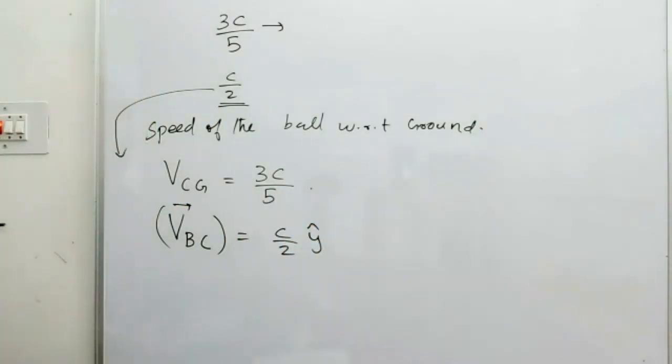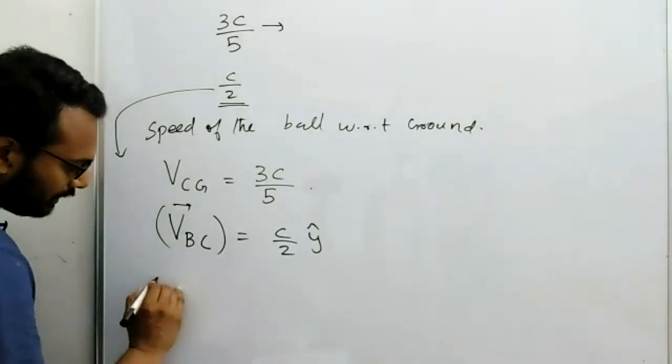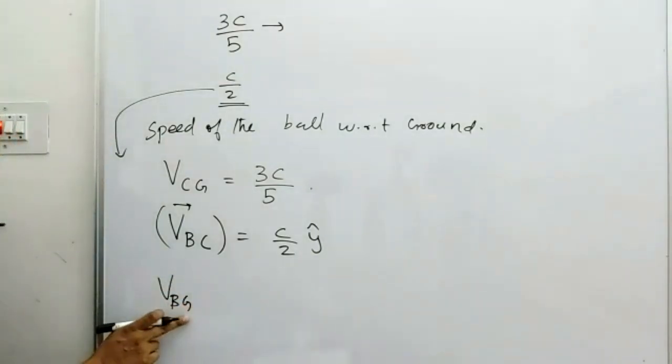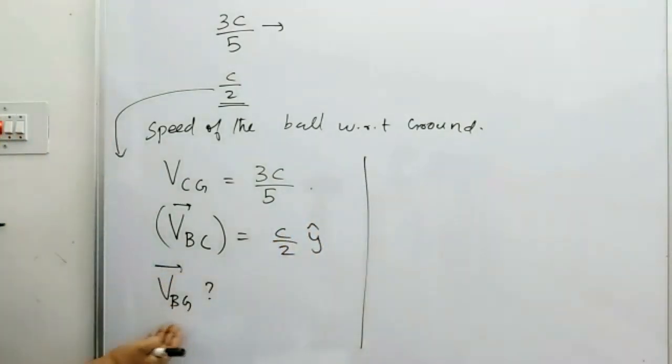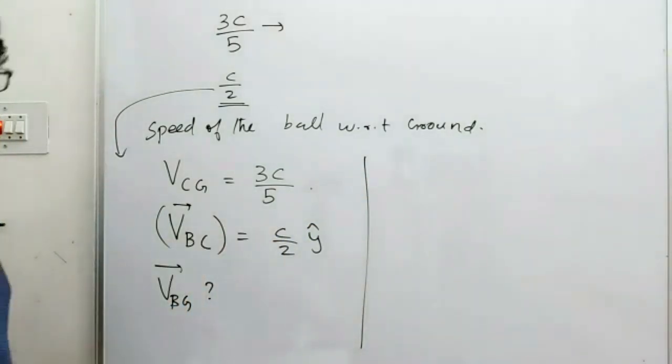And we are asked to find the speed of the ball with respect to the ground. That's the question. You are asked for the speed, so you have to take the velocity components, square and add them in order to get the magnitude. That's how we do this.